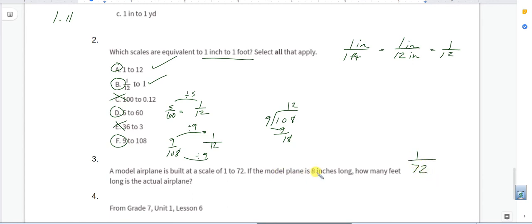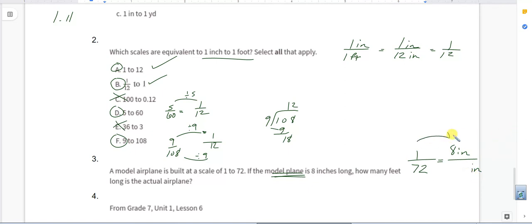If the model plane is 8 inches long, the model or the drawing is on top, so we got 8 inches on top. How many feet long is the actual plane? Well, let's keep this in inches to start, all right? Because we don't want to get the feet conversion mixed up.